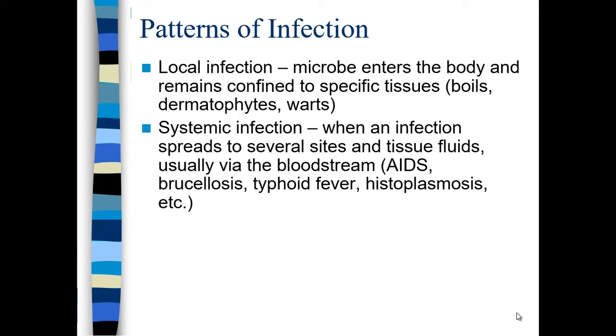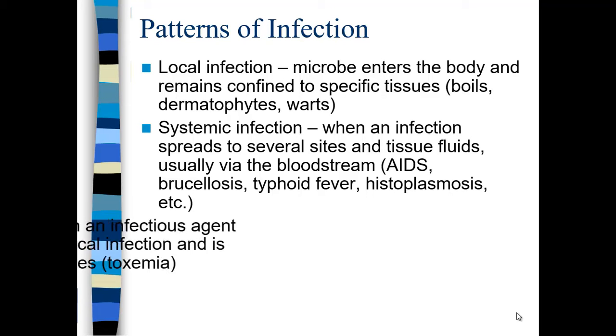Systemic infection is when the infection spreads to several sites, usually via the bloodstream. This would be like AIDS or brucellosis, typhoid fever, histoplasmosis, different diseases of that nature. And the bloodstream is definitely infected. In this case, it's incumbent that you start to treat the disease early, because sepsis, which is a blood infection, can lead to septic shock and death.